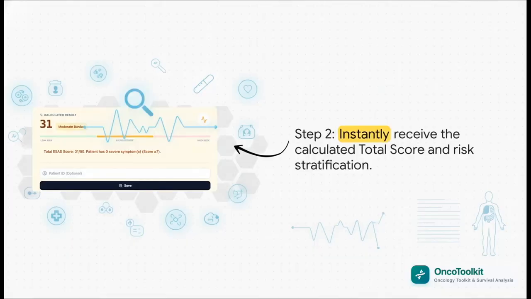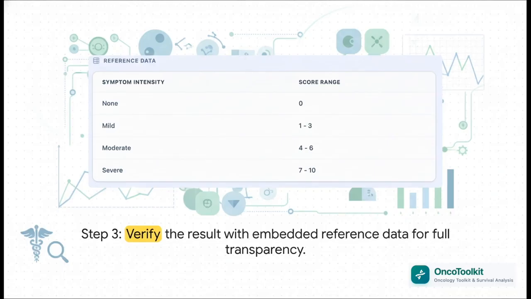And bam, the second you hit calculate, this is what you see, an instant result. In this case, a total score of 31 is automatically stratified as a moderate burden. And clinically, what does that mean? It confirms exactly what we just talked about. This patient is in that deteriorating phase, and we need to take a closer look at their care plan right now.